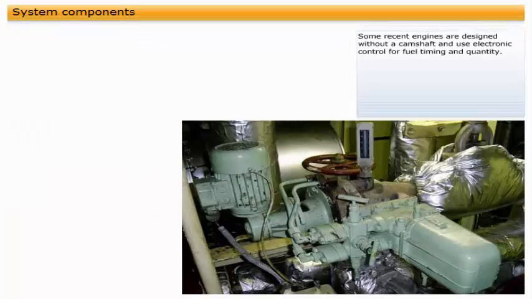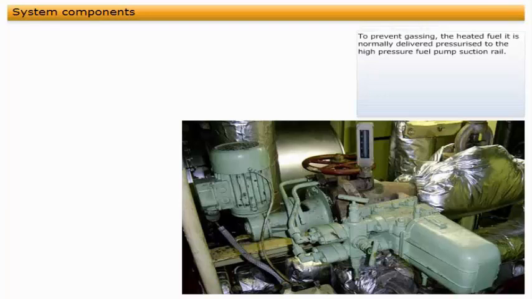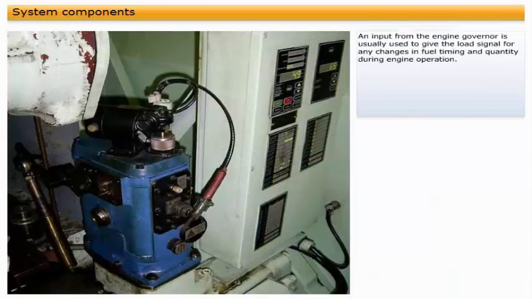Where residual fuels are used, the fuel system requires a heating system with a viscosity control function. To prevent gassing, the heated fuel is normally delivered pressurized to the high-pressure fuel pump suction rail. An input from the engine governor is usually used to give the load signal for any changes in fuel timing and quantity during engine operation. We will look briefly at engine governors in a later section.